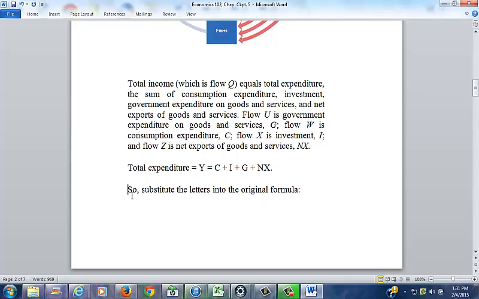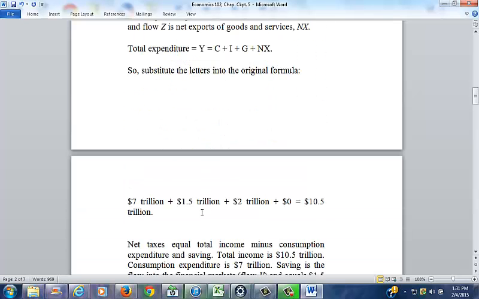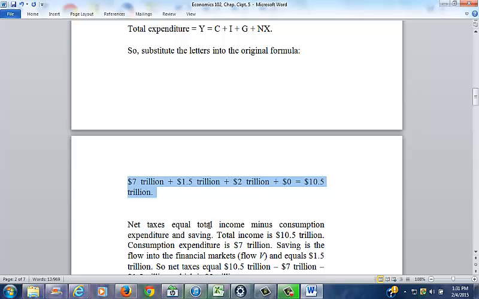Then you substitute the letters into the original formula. That is, these new letters you're given in this new chart, and simply put in those numbers. And you'll get 7 trillion plus 1.5 trillion plus 2 trillion plus 0, the total comes out to 10.5 trillion.